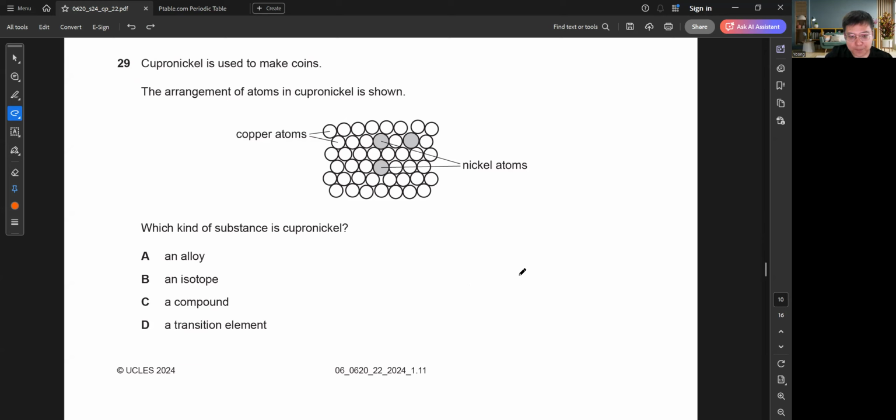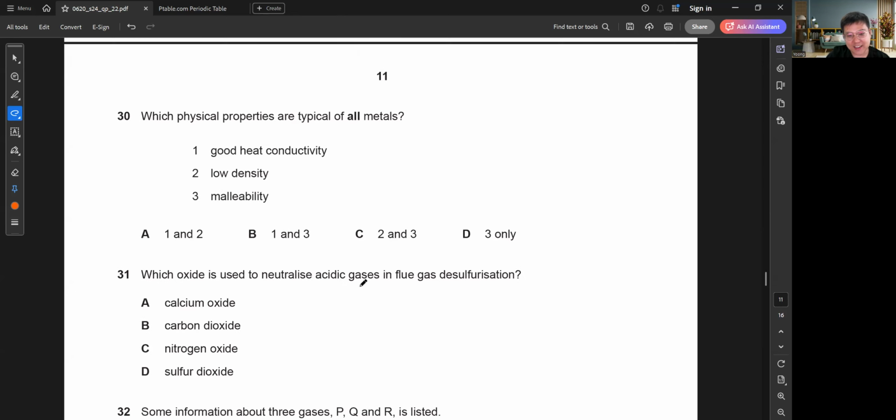Okay, number 29. What kind of substance is cupronickel? So cupronickel, they show us here. Clearly it is two different metals mixed together. What is that called? Alloy. Again, another memorizing topic. An alloy is a mixture of two or more different metals. Okay, let's move on. So good, it's easy questions.